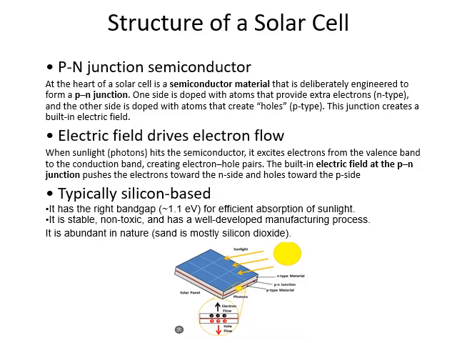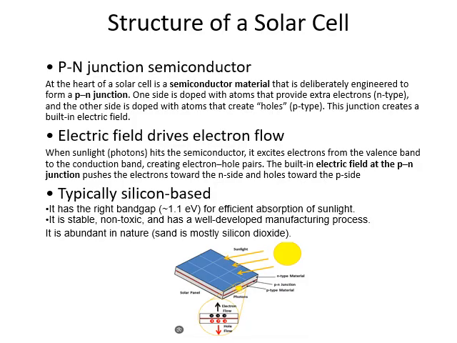Now, to activate this electric field, the sunlight photon will hit the semiconductor and excite the electrons from the valence band to the conduction band, creating electron-hole pairs. The built-in electric field at the p-n junction pushes the electrons toward the n side and the holes toward the p side. Now, there is a value after which the flow of electrons starts. That is the right band gap, 1.1 eV, for efficient absorption of sunlight. So when this value is reached, the electricity will start to flow.